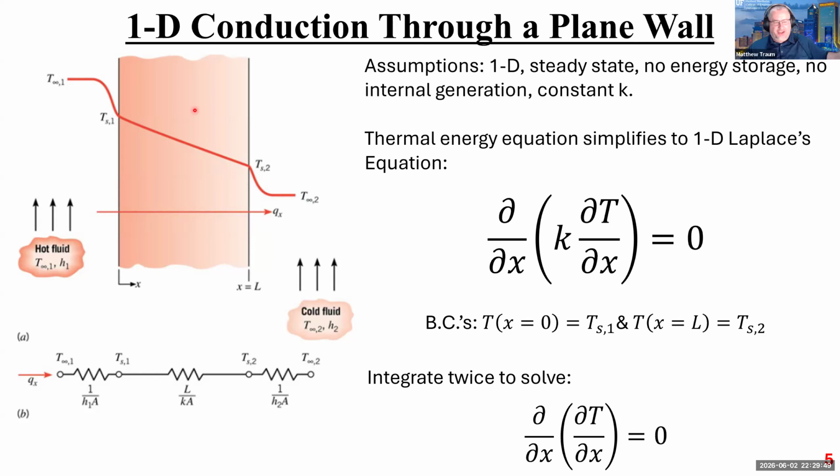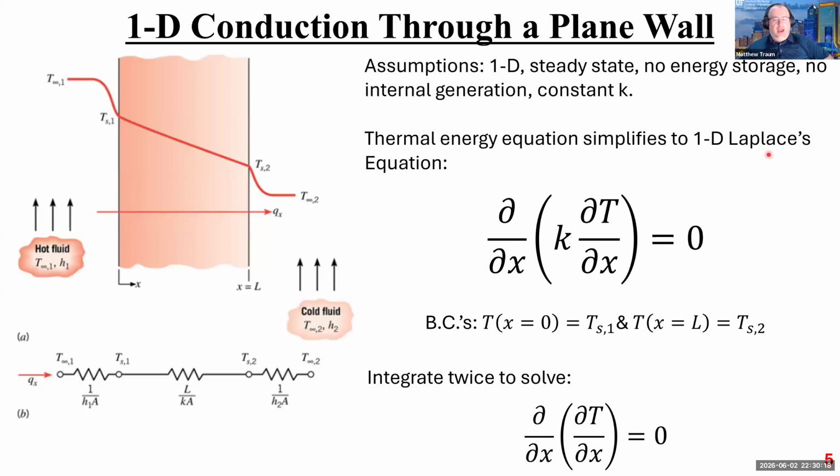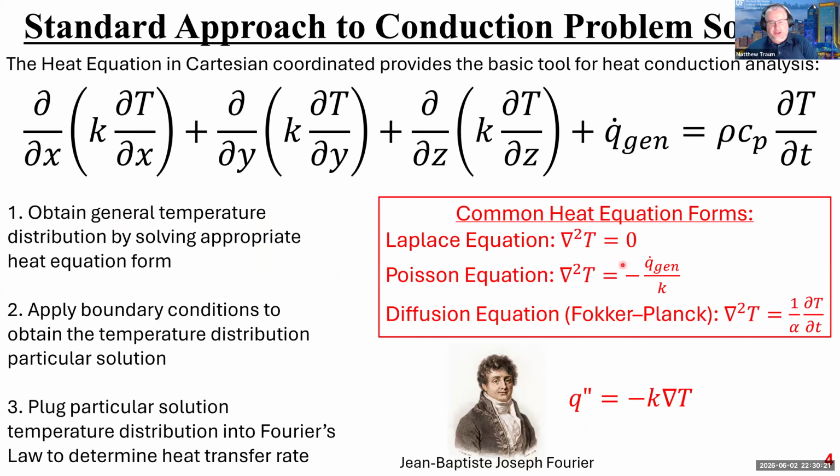There's a whole section in this chapter on having a non-zero generation term. But you could, for example, run current through a metal wall, right? And it would dissipate thermal energy as Joule heating. And so that's what we mean by no internal generation. There's no internal heating in the wall, and then constant thermal conductivity. Okay, so with these assumptions and this setup, the thermal energy equation, this monster here, simplifies into Laplace's equation. Yay, Laplace's equation, where just the second spatial derivative of temperature is equal to 0.